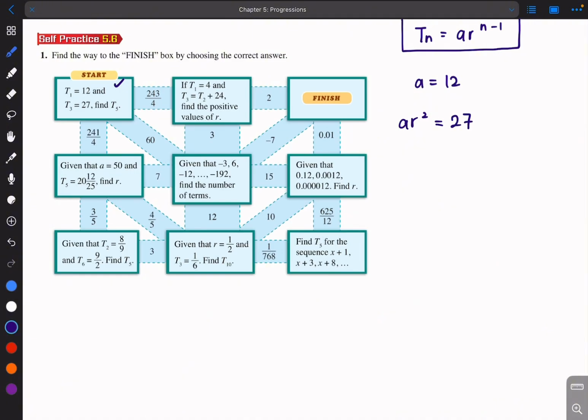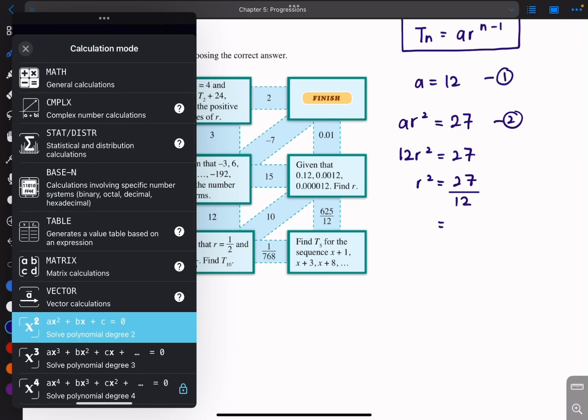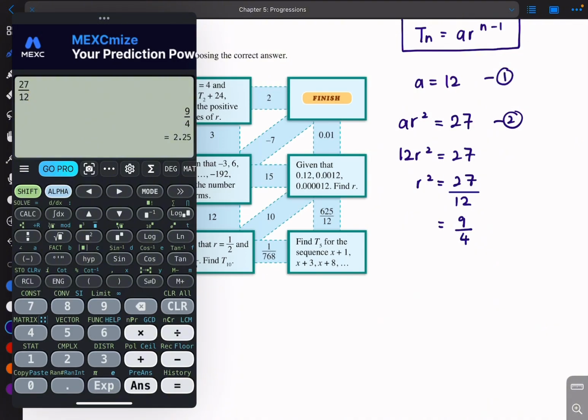So we need to find T5. To find T5, we first need to find what r is. So what we can do is, this is equation 1, equation 2. So we can sub in this 12 into here. So we get 12r^2 is 27. So r^2 is 27 over 12. 27 over 12 is 9 over 4. So r will be the square root of 9 over 4, which is 3 over 2.